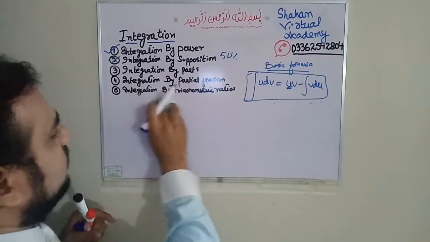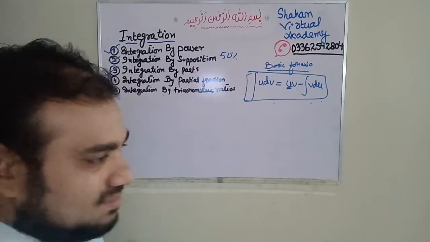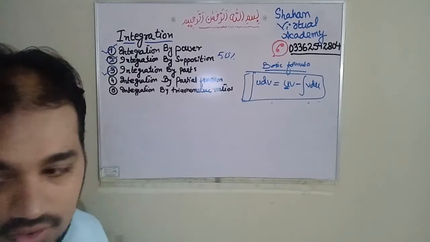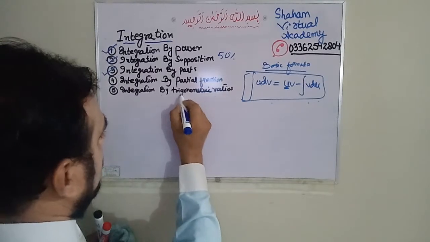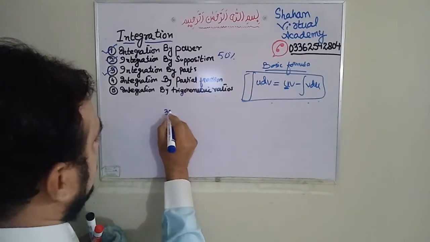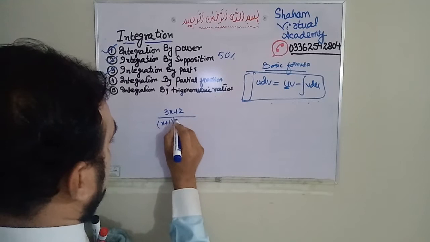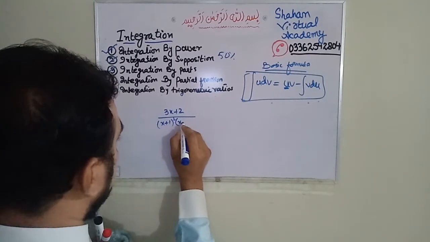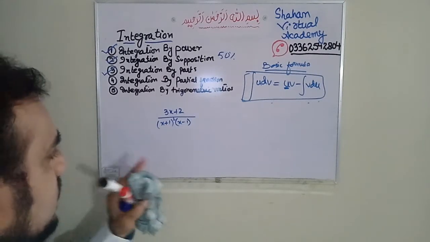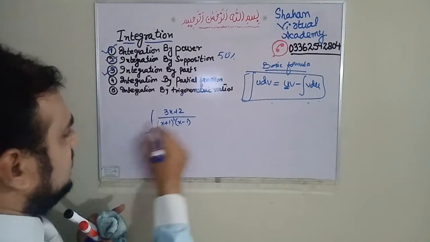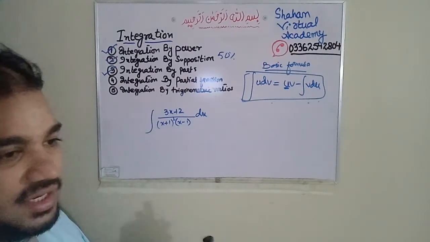Okay. Now we move on to integration by partial fractions. Sometimes we find different types of integrals, especially with partial fractions. Let's suppose 3x plus 2 divided by (x plus 1) whole square times (x minus 1). So how can we do that? This we can do with the help of partial fractions. How can we divide it partially?